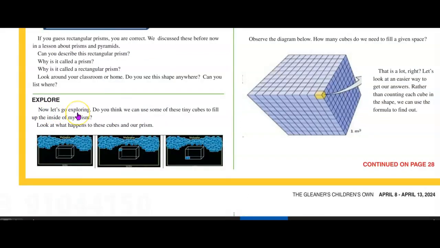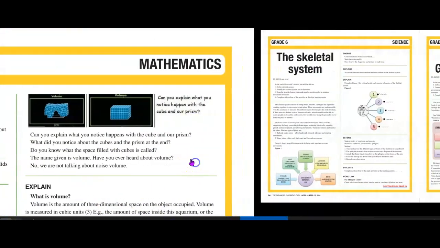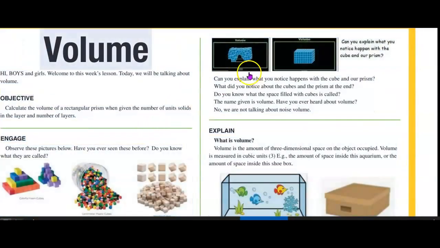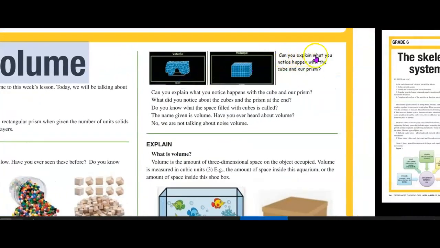Okay. Now let's go exploring. Do you think we can use some of the tiny cubes to fill up the inside of my prism? Look at what happens to these cubes and our prism. So here we go. We are putting some of them in. We continue here. Can you explain what you noticed happened with the cubes and prism? What did you notice about the cubes at the end? So they fill all of the inside.